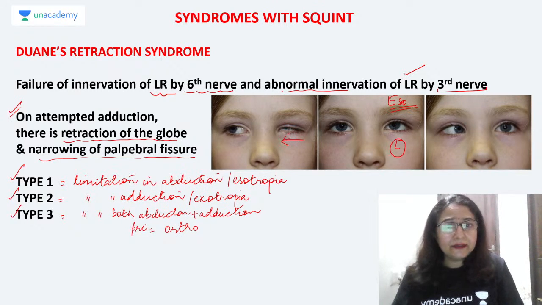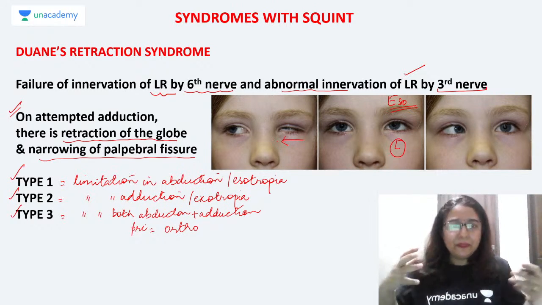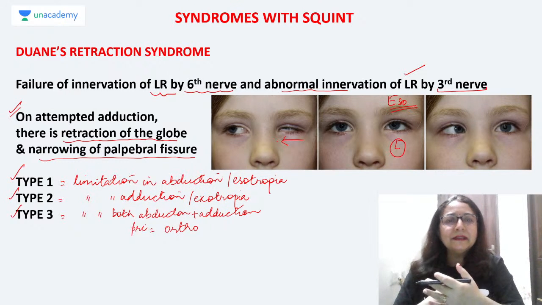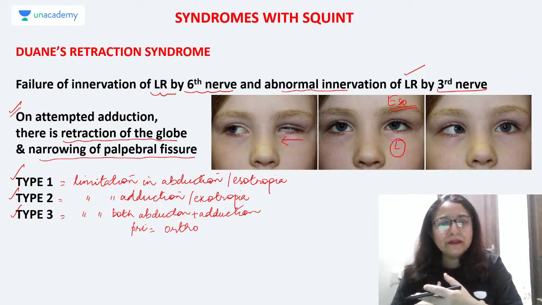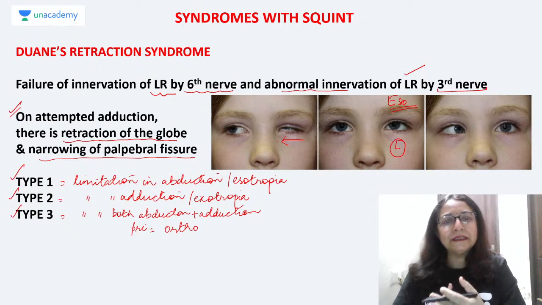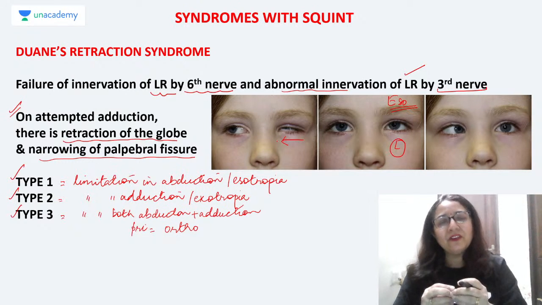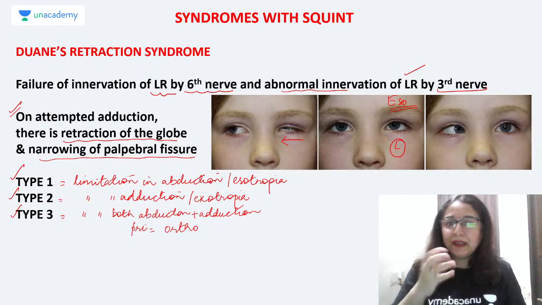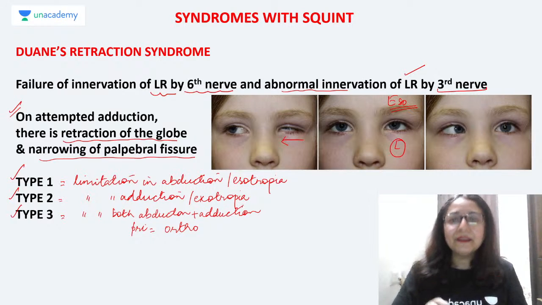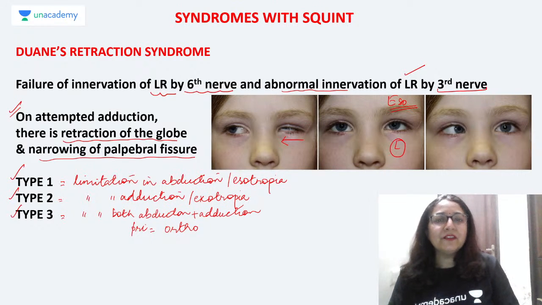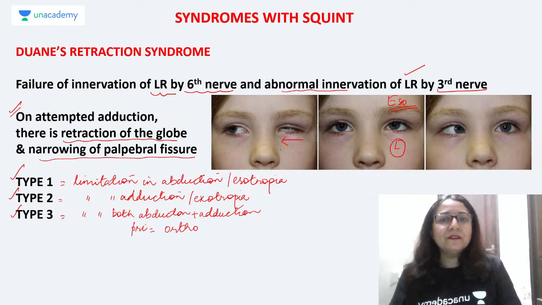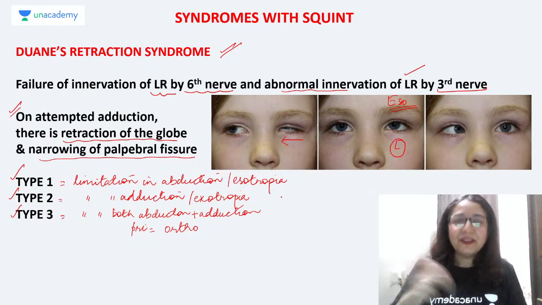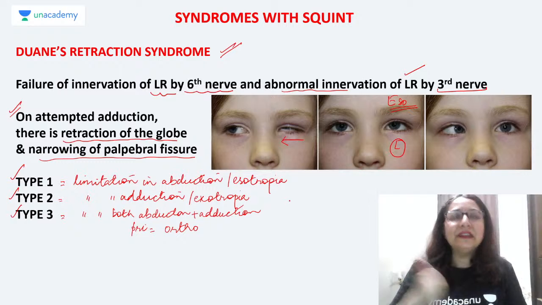and the eyeball has retracted inside. This is because on adduction there is contraction of the medial rectus, which is supplied by the third nerve, but since there is aberrant supply of the lateral rectus also by the third nerve, there is co-contraction of the medial rectus and lateral rectus in the same eye. So in the same eye, the lateral rectus and medial rectus are contracting at the same time, due to which there is retraction of the globe. This is a very unique characteristic which we see in Duane's retraction, and that is why it gets the name Duane's retraction syndrome.